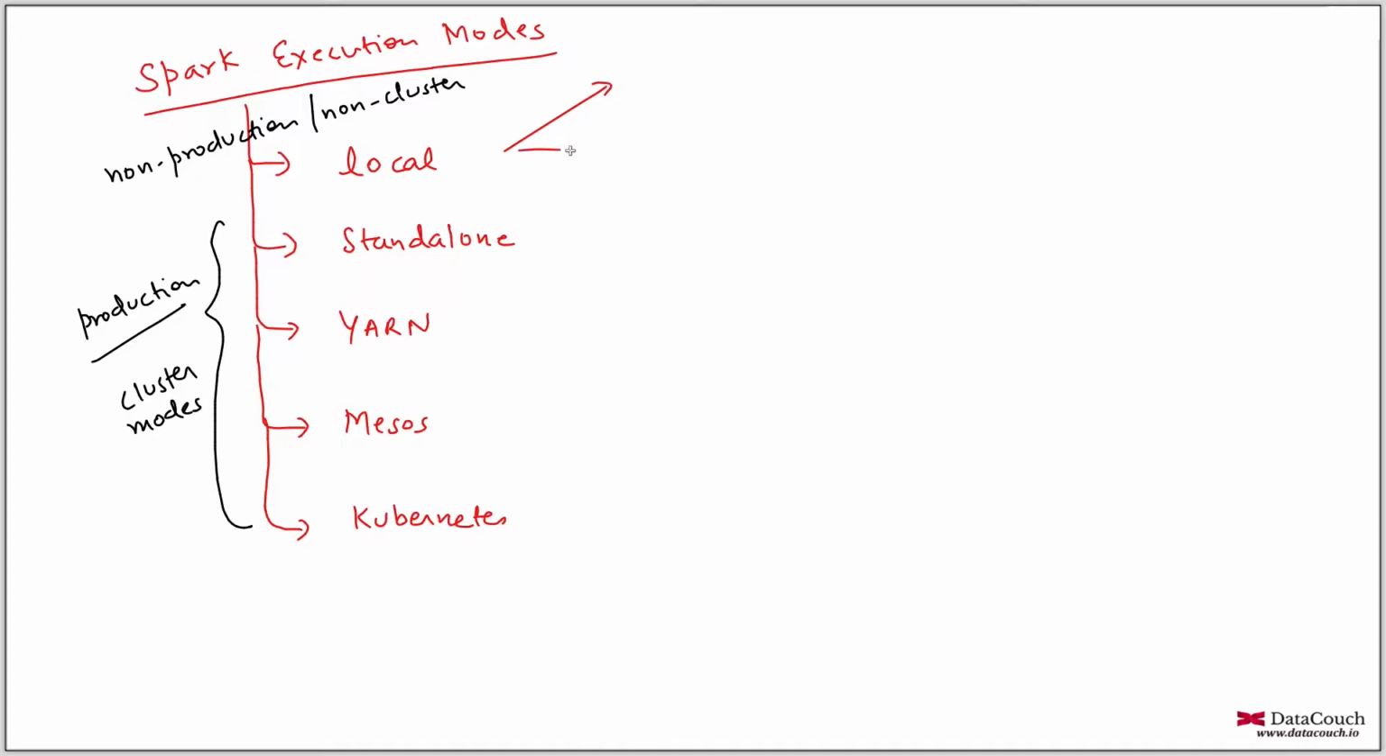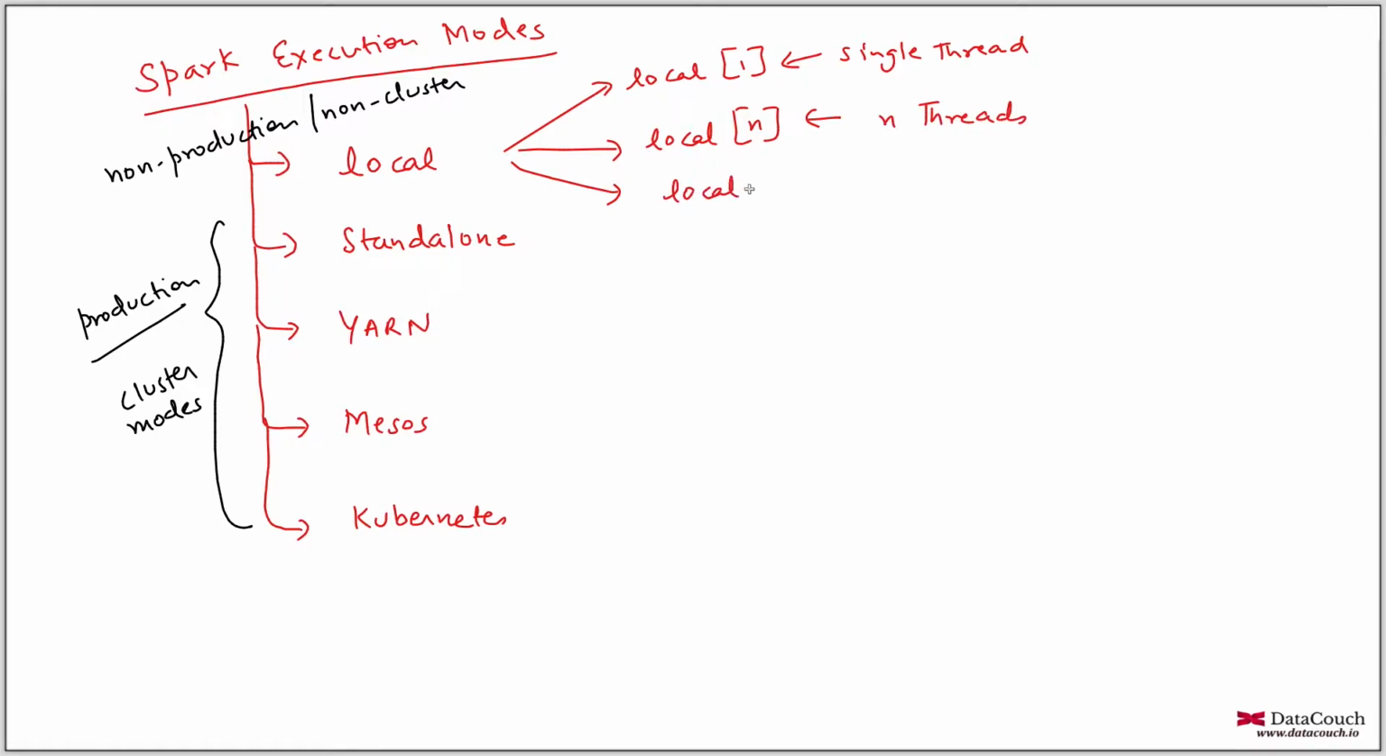So in local mode, you can execute local with a single thread. This is single thread. Another mode is local with n threads. Another mode is local star, which means that run with as many threads as possible.